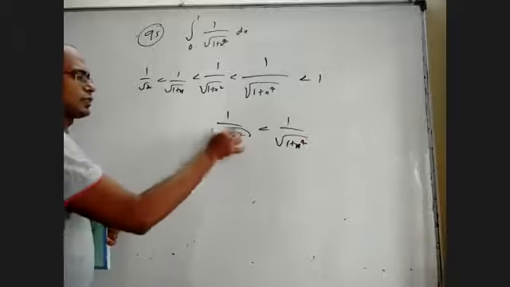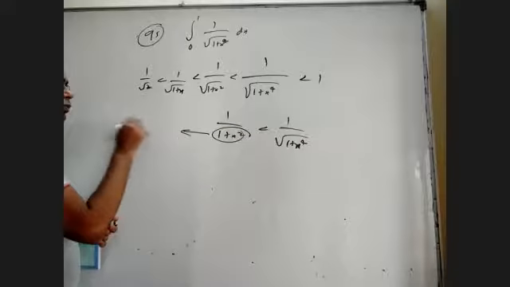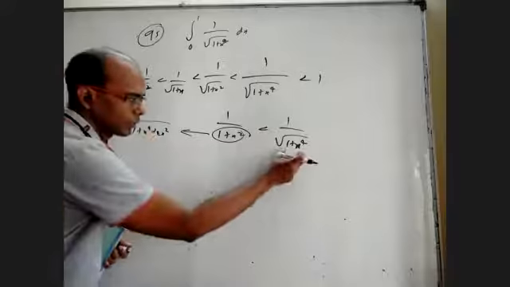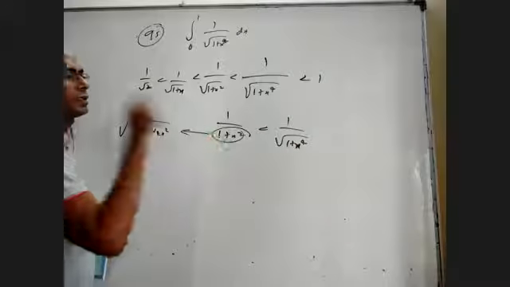Why? 1 plus x square can be written as root over 1 plus x power 4 plus 2x square. So compared to this, the denominator is bigger, so 1 by that is small.